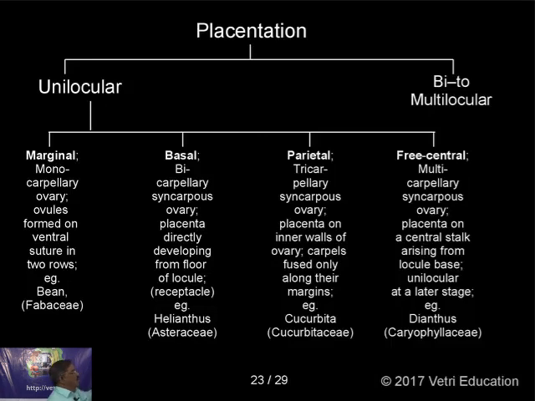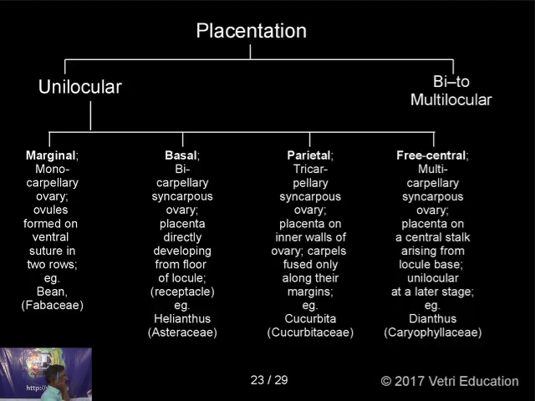So next you can have the placentation. This is very important. Placentation is the mode of arrangement of the ovules inside the ovary. We divide it into placentation in unilocular ovary and placentation in bilocular ovaries. In a unilocular ovary, one is marginal placentation, where in the monocarpellary ovary the ovules are formed on the ventral suture in 2 or 3 rows.